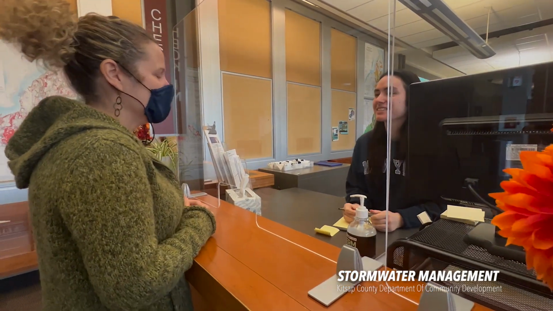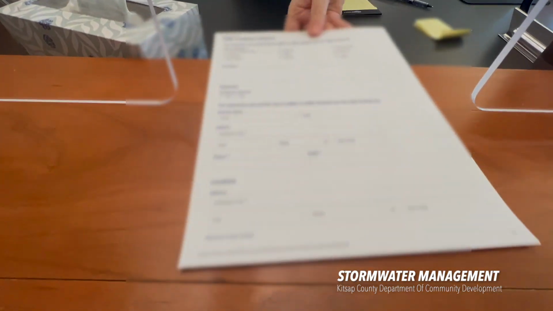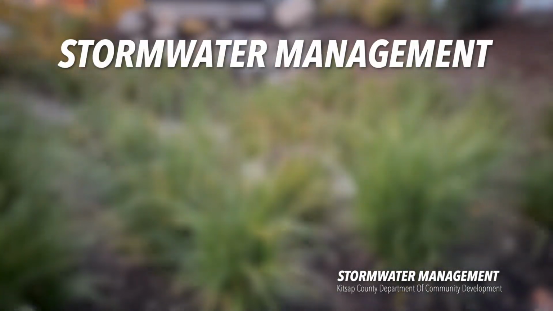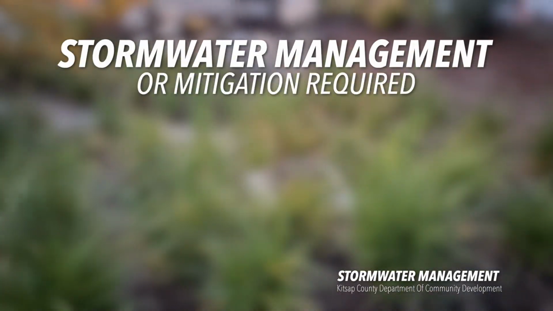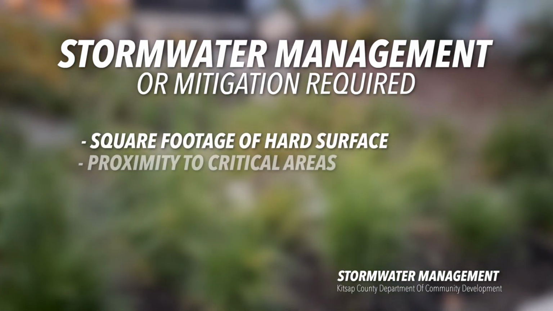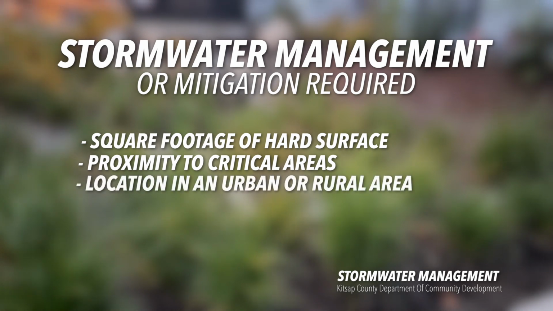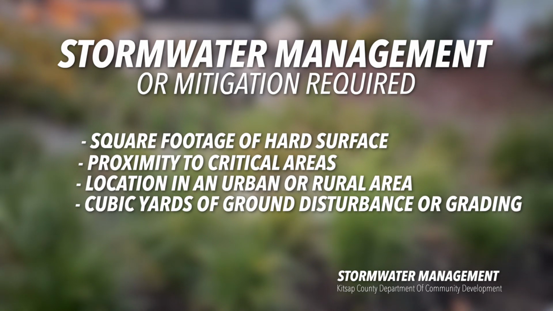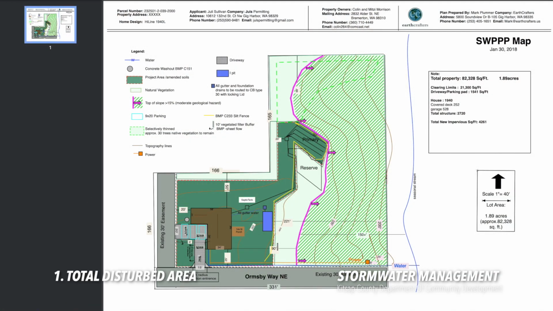There are many permits available at the county, and almost all of them require stormwater management in some form. Our forms ask for basic project information that helps determine the type of drainage review and minimum requirements that will apply to your project. The stormwater management or mitigation required is based on the square footage of hard surface your project creates, proximity to critical areas, location in an urban or rural area, and cubic yards of proposed ground disturbance or grading. 1. Total disturbed area.